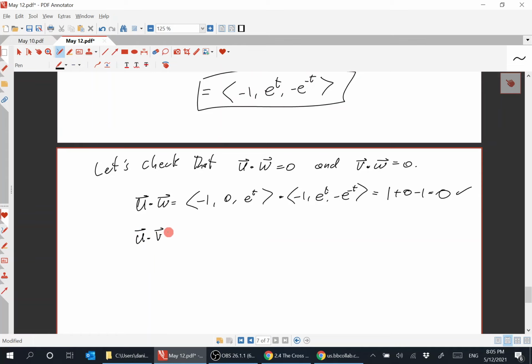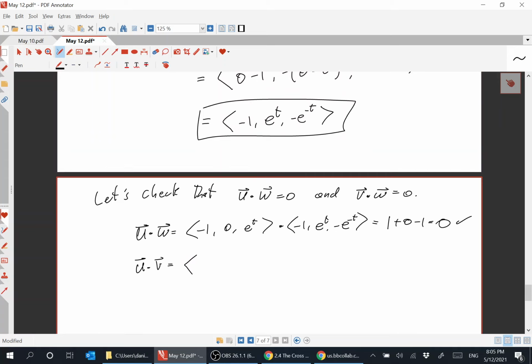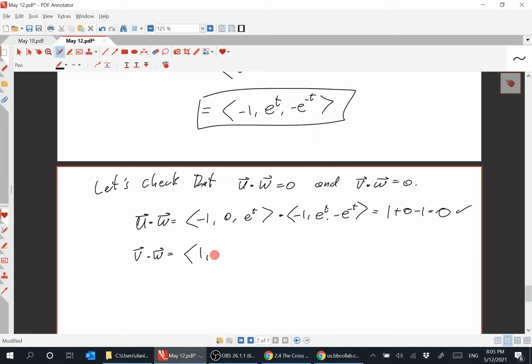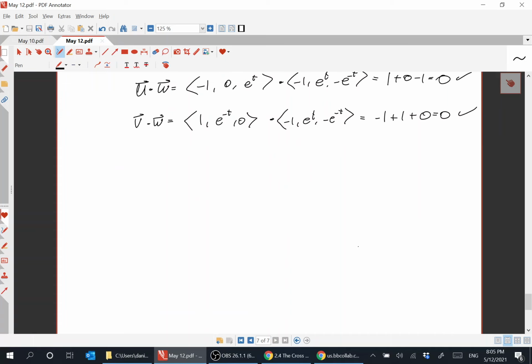And then V dot W. So V was 1, e to the minus t, 0, dot W. So 1 times minus 1 is minus 1. E to the minus t times e to the t is 1. And then 0. So that's 0 as well. Okay, so we have this nice display of orthogonality with the cross product.